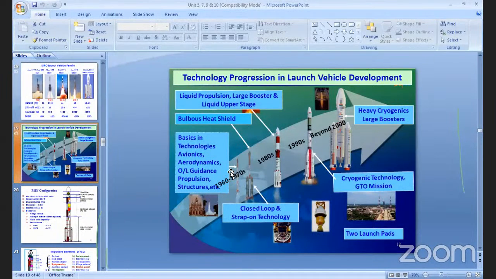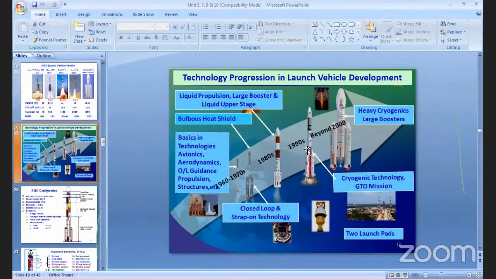You see here the development of technology for launching the different vehicles. From the 1960s and 70s, it's a basic technology using avionics and aerodynamics. The material, maybe liquid propulsion, and other structures were used. Then the second stage, in the 1980s, we used liquid propulsion, and it has a large booster, at the same time consisting of a large upper stage. Later on, in the 1990s, the cryogenic engines were introduced. That means cryogenic technology was introduced.